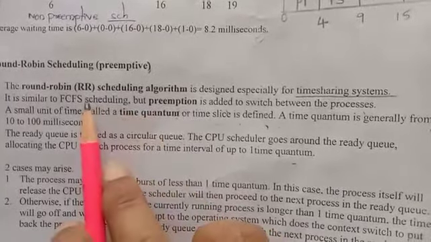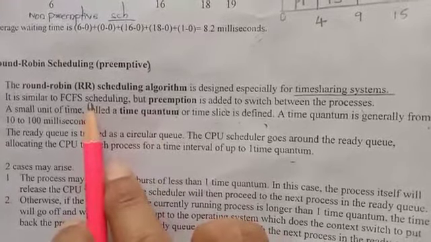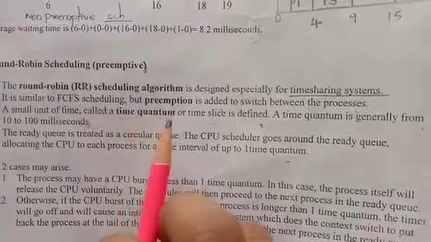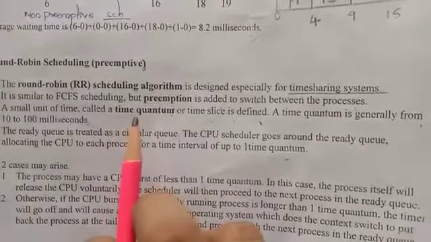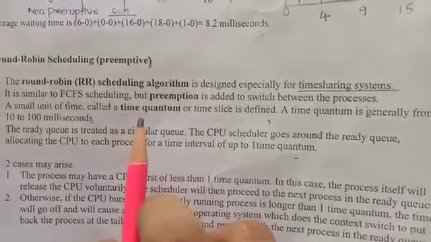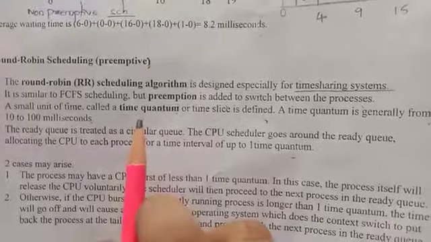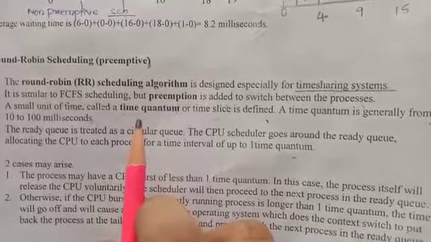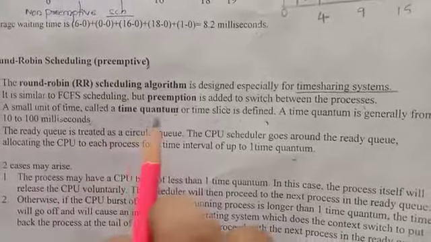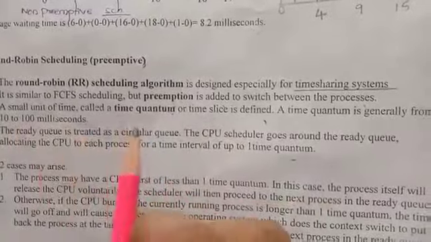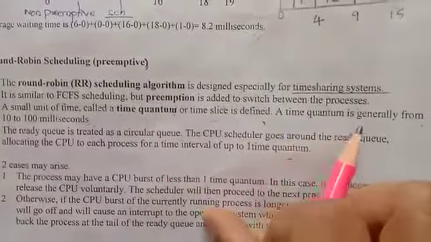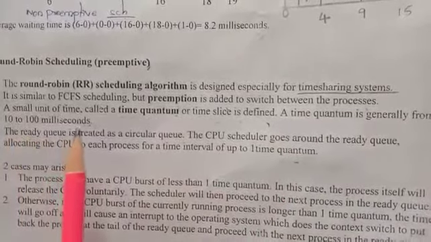In FCFS, the process can use the CPU for its burst time. Suppose P1 has a burst time of 10, so it could use the CPU for 10 milliseconds. But in RR, we do not allow the process to use the CPU for its whole burst time. Instead, we limit the maximum amount of time for which it could use the CPU. That is done by defining a time quantum. That is what differs between FCFS and RR. The time quantum generally varies from 10 to 100 milliseconds.